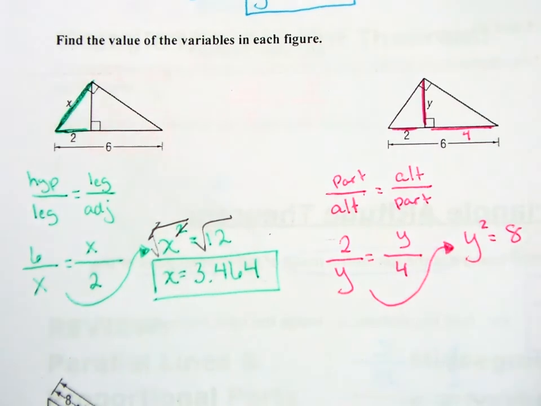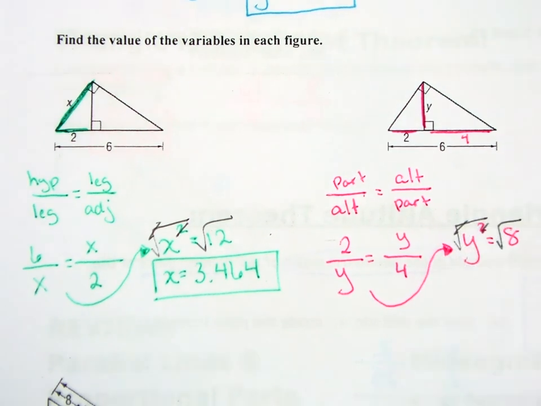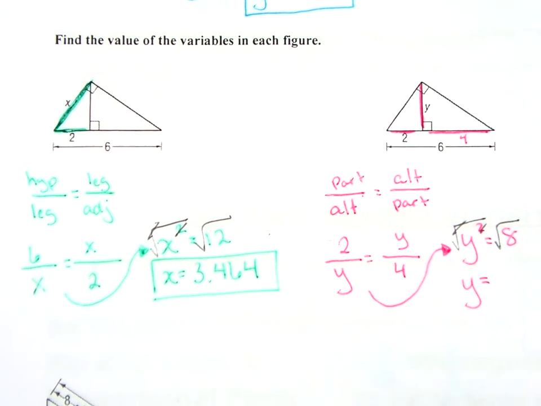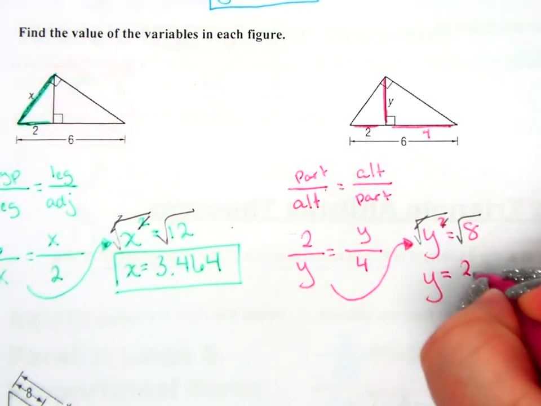Y times y is y squared. 2 times 4 is 8. Unsquare by square rooting. The square root of y squared is just y equals the square root of 8, which is 2.82.